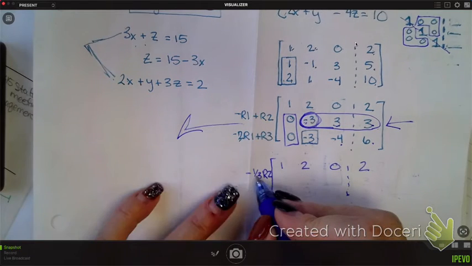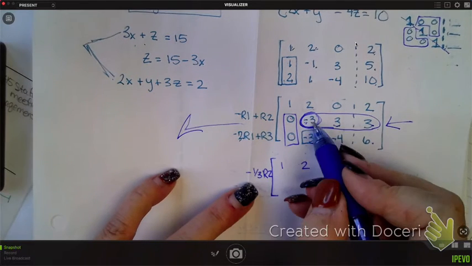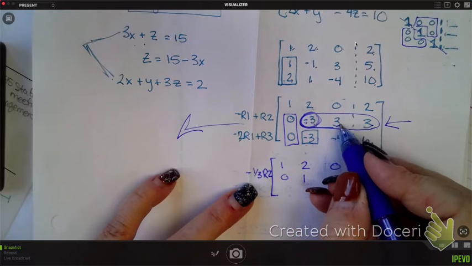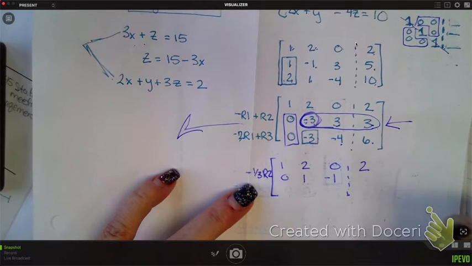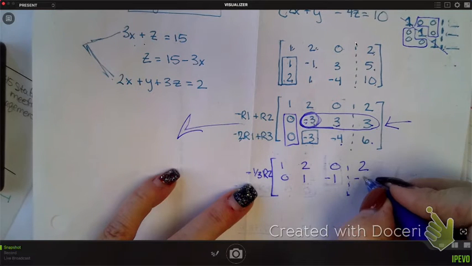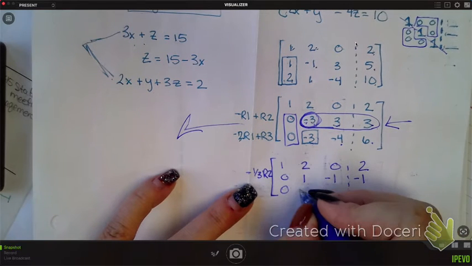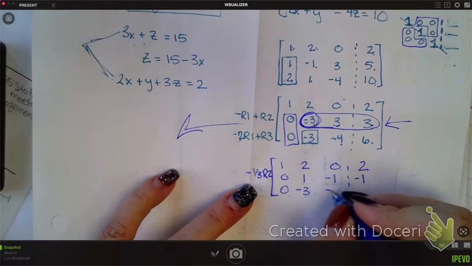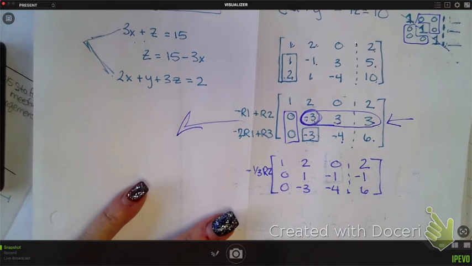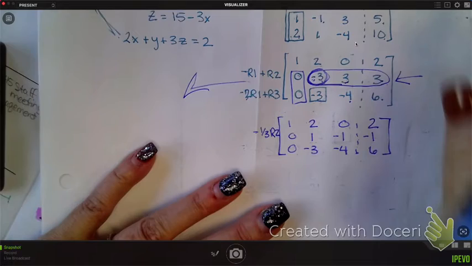I'm taking negative 1/3, so negative 1/3 times 3 is negative 1. Yeah, negative 1/3 of 3 is negative 1. Not changing row 3, correct? Okay, so this might be a little easier, maybe not. I don't know. I think it's easier if we make numbers smaller.